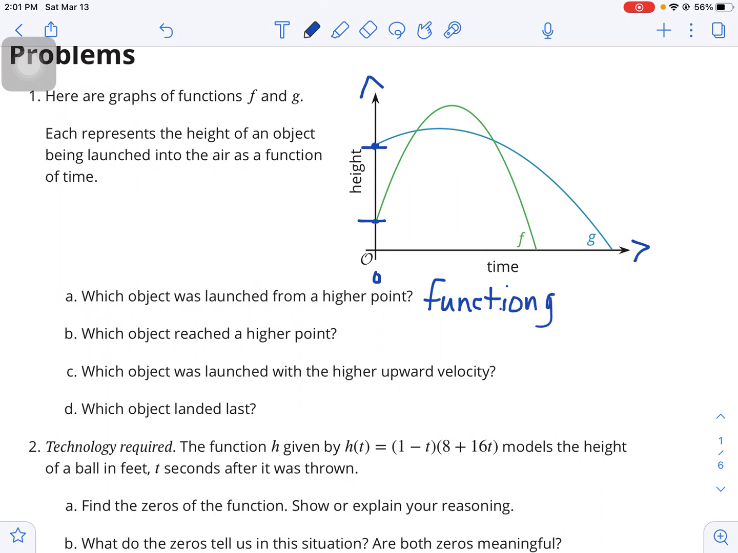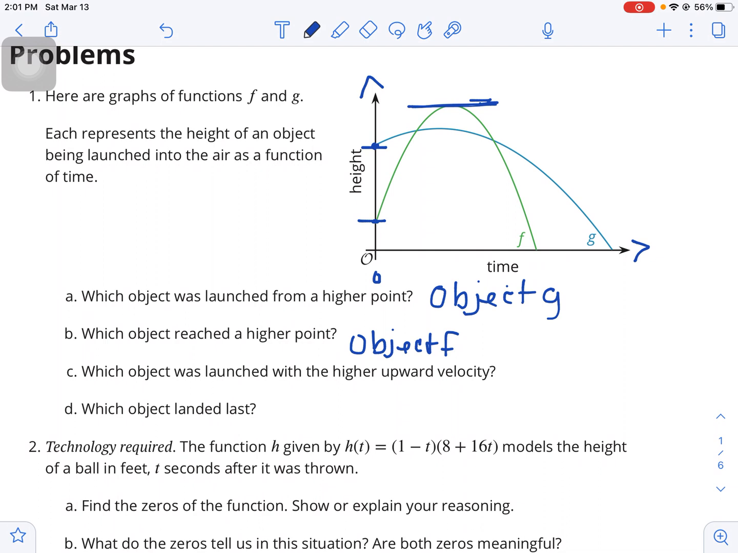And then which object reached a higher point? It looks like the green graph reaches a higher maximum up here. So I would say F, object F, maybe that's the way we should put it here. Not function, but they're asking which object, so we'll call it object G up here.